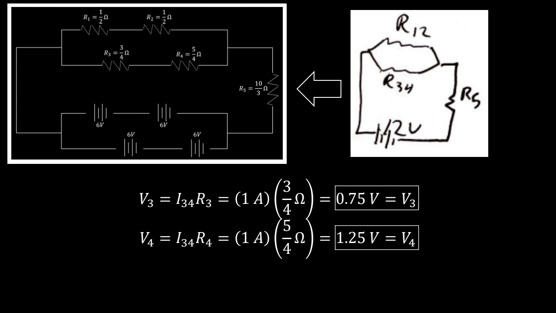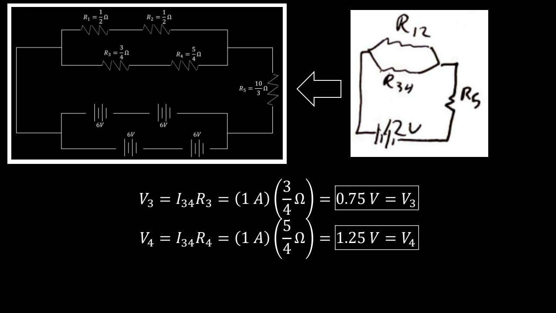So we know that through resistor 3, there's 1 amp flowing through it, and as the current continues to flow, that 1 amp will flow through R4 as well. So the voltage drop across resistor 3 is the current flowing through it, 1 amp, times its resistance, which gets us 3/4 or 0.75 volts. And then across resistor 4 would be the 1 amp flowing through that resistor times 5/4 ohms, which gives us 5/4 or 1.25 volts across resistor 4.